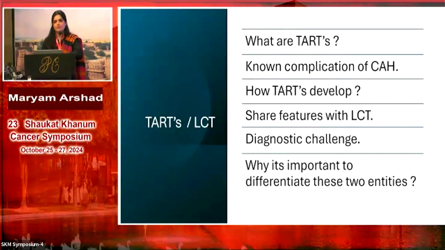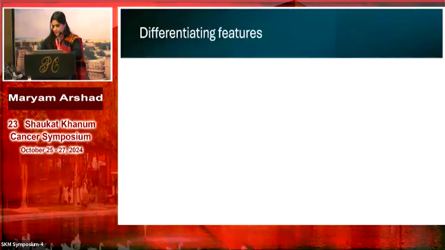And why is it so important to differentiate these two entities? Because the treatment modalities differ. In TARTs, we usually treat with pharmacological therapy, that is steroid replacement, to normalize ACTH levels, which causes shrinkage of tumors. But in Leydig cell tumors, the treatment of choice would be orchidectomy, that is surgical management. So it is very important to differentiate. If we misdiagnose TARTs as Leydig cell tumor, we can offer unnecessary orchidectomies and can render the patient to lifelong infertility. It is not cost effective. It has surgery-related side effects and a social dilemma as well.